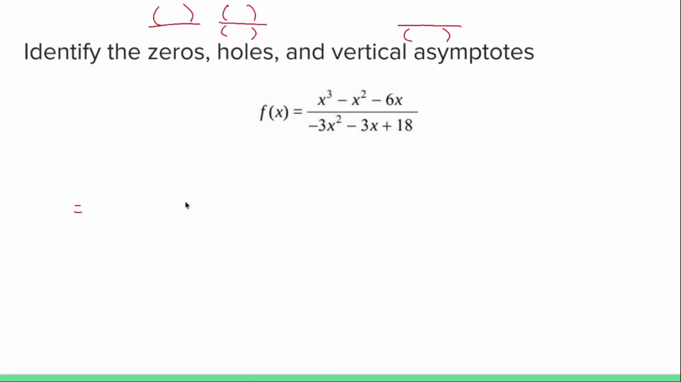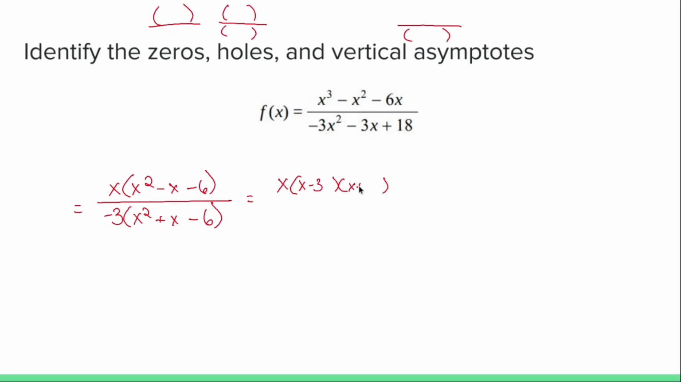So the first thing I can do here is factor out an x, which leaves me with x squared minus x minus 6. And as you can take a look at that, we're not done. I can factor a negative 3 out from the bottom here, the denominator. That leaves me with x squared plus x minus 6. The x still lives out here. Factoring this further, two numbers that add up to negative 1 and multiply out to negative 6 are going to be x minus 3 and x plus 2.